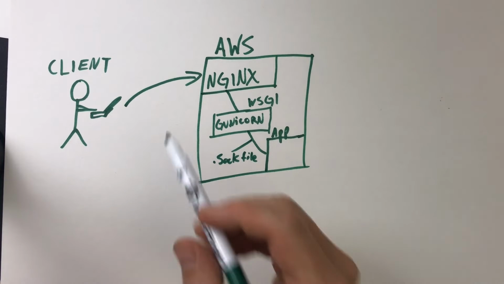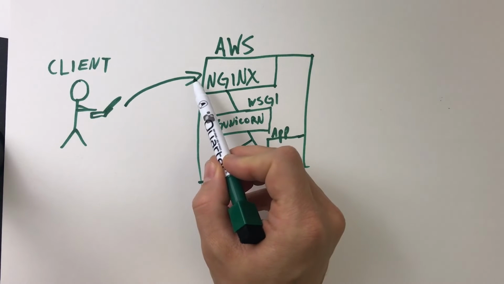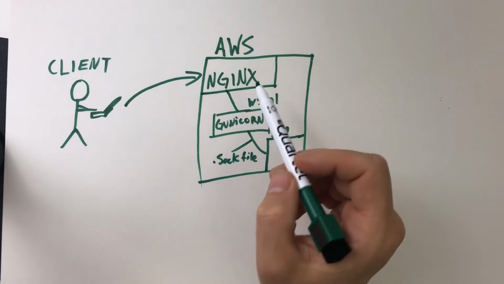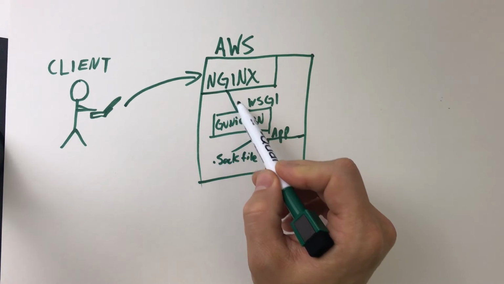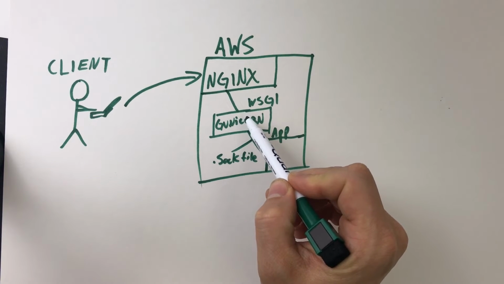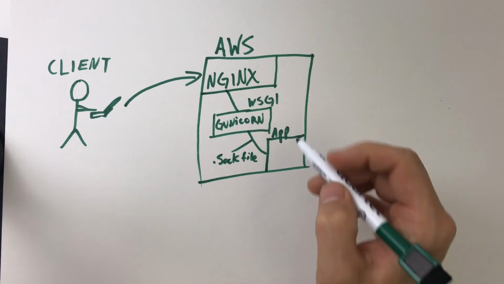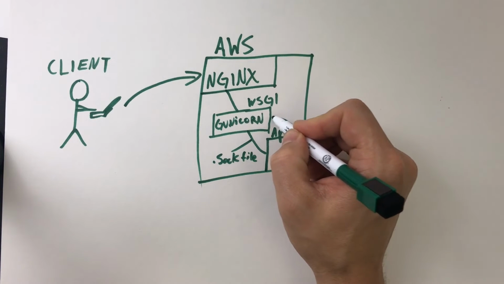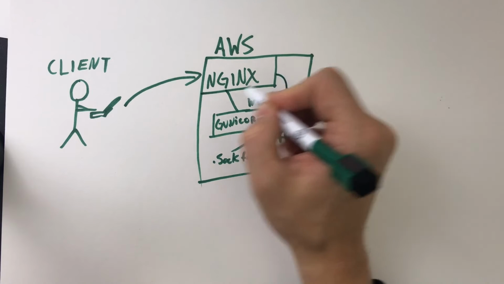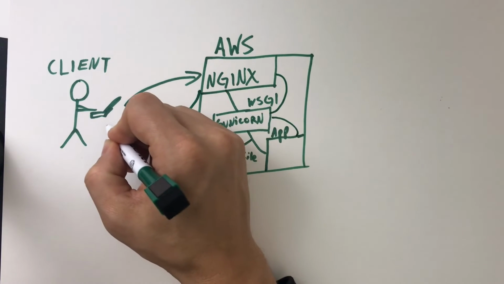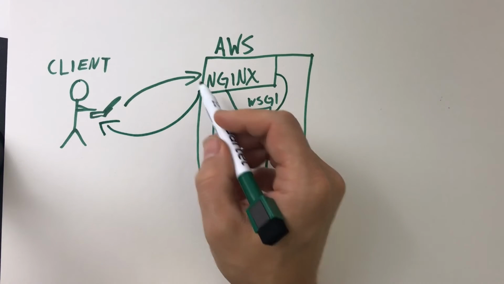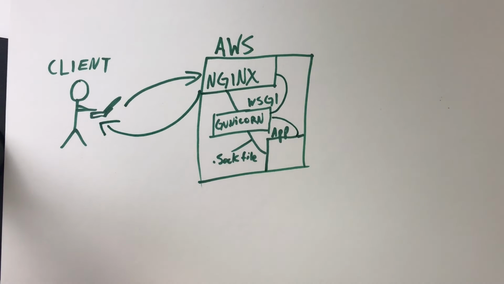So the flow goes like this. The client sends a request to Nginx. Nginx talks to Gunicorn. Gunicorn talks to the app. And wouldn't you know, it's passed right back over and back to the client. So the request has been served, connected to our app through all the routes that we were using.